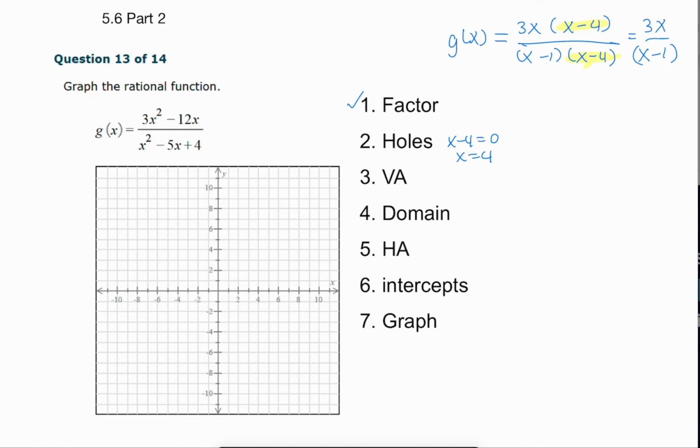The next thing we look for are vertical asymptotes. Now remember, that is where any leftover factors equal 0 from the bottom. So we're looking for where the bottom equals 0 of that reduced form. That would be when x minus 1 equals 0, or at 1. So let's put that on our graph paper.